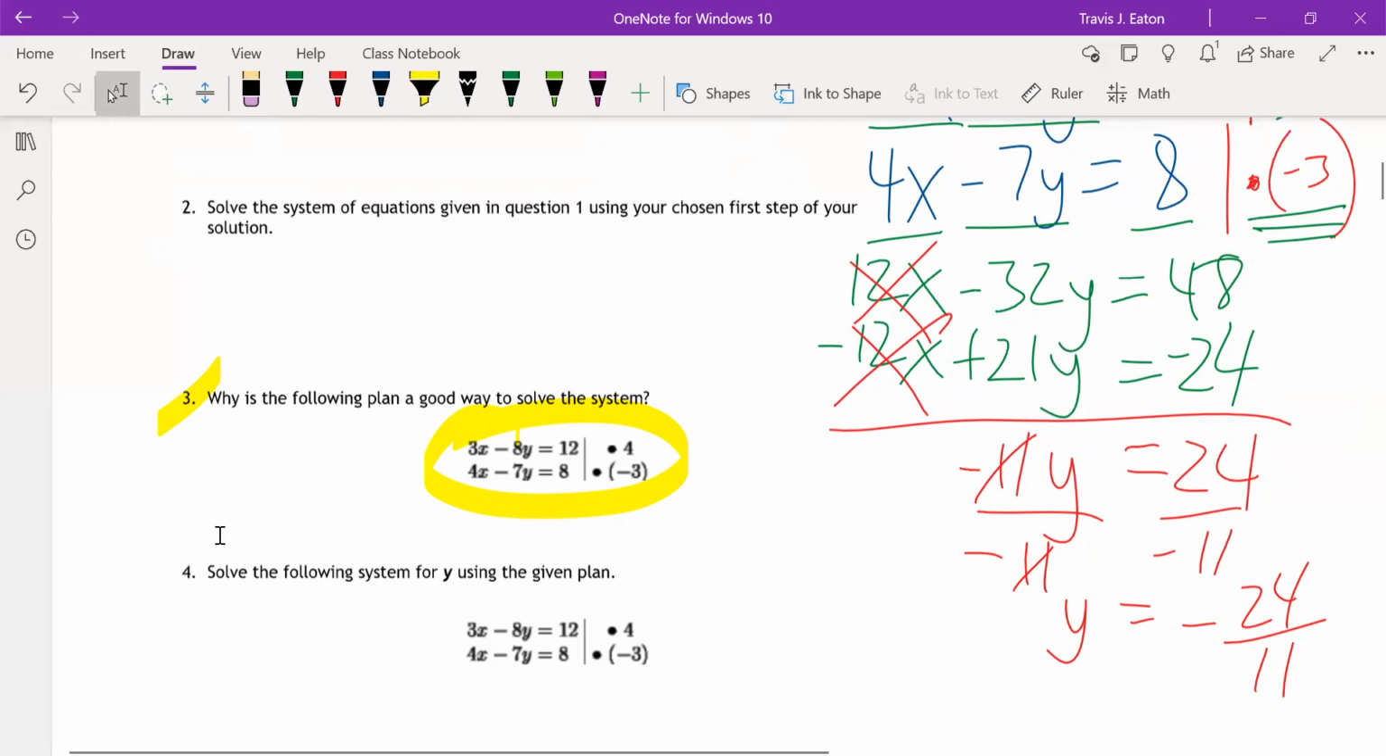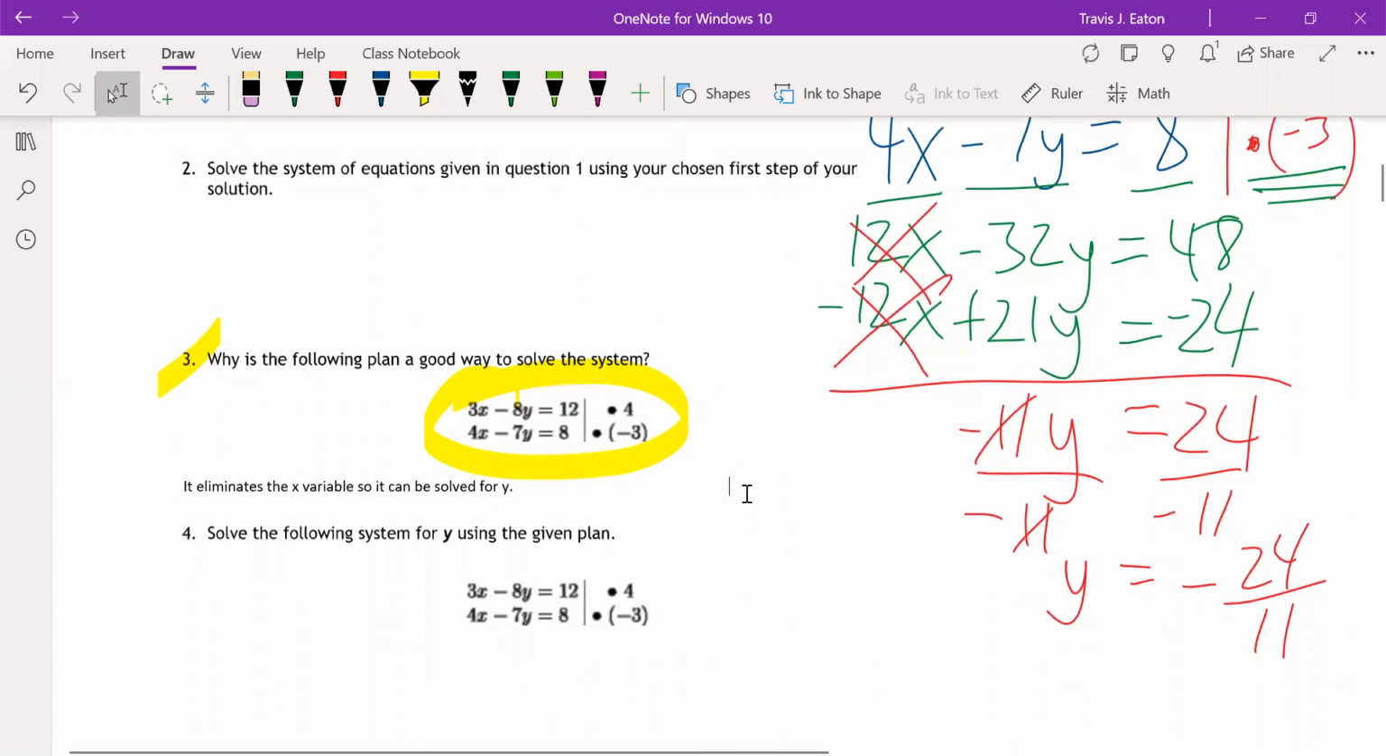I'm going to type that in there. Why is it a good plan? Well, it eliminates the x variable so it can be solved for y. There we go.